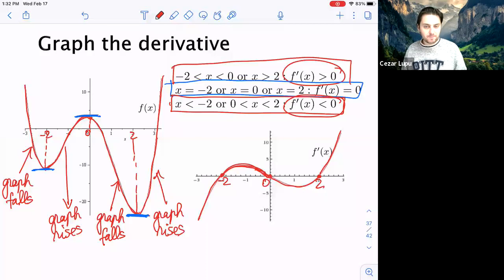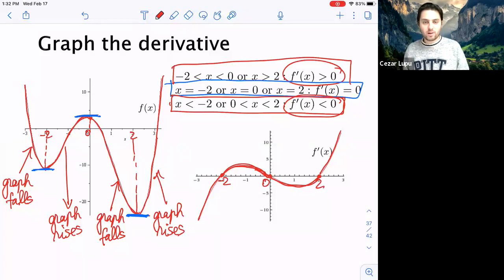Then between 0 and 2, the derivative is negative, below the x-axis, and then starting from 2 it is positive. So this is how you draw the graph of the derivative. I think there are some questions in your homework on how to draw the graph of the derivative. They say, given the graph of the function, which one is the graph of the derivative corresponding to the function f. So this is how you interpret them.